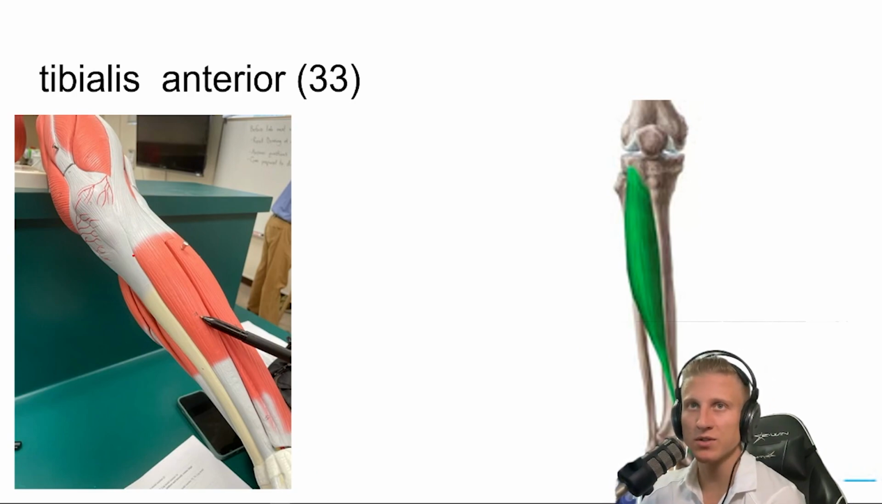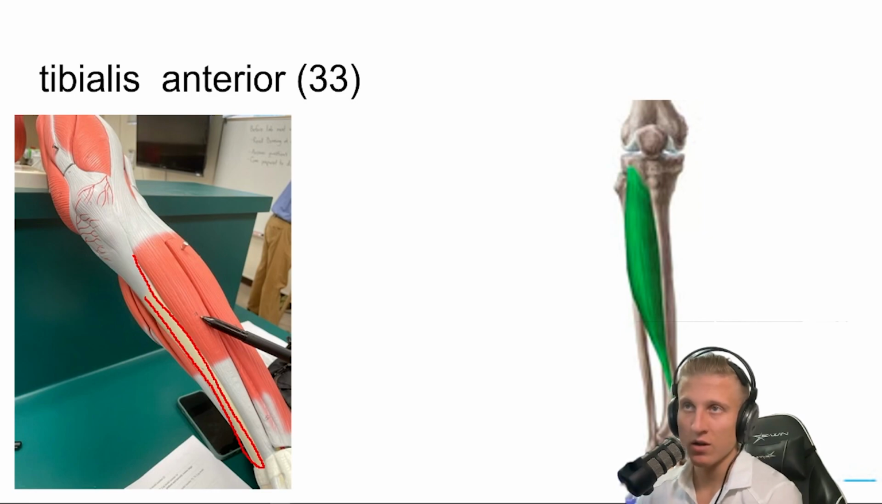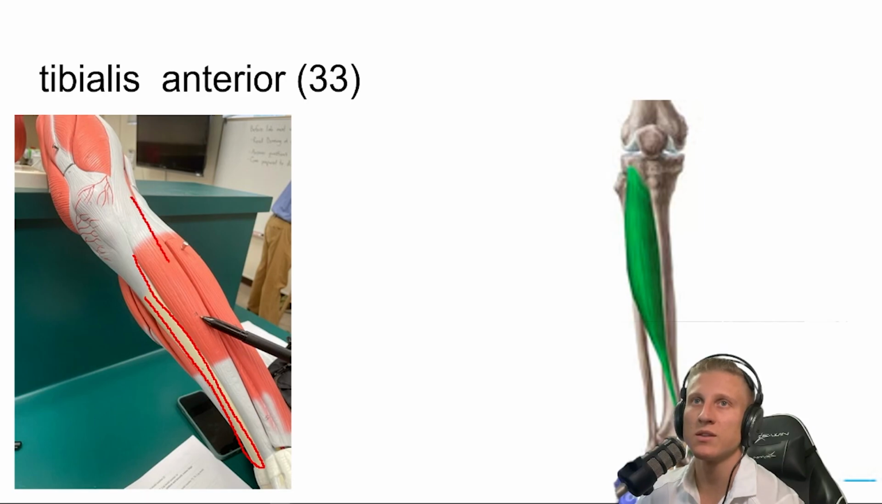Tibialis anterior. So this is your shin right here of your tibia that you can feel on the front of your leg. And then directly on the lateral surface of that, you can feel a big muscle, and that is this guy. That is the tibialis anterior. Okay.